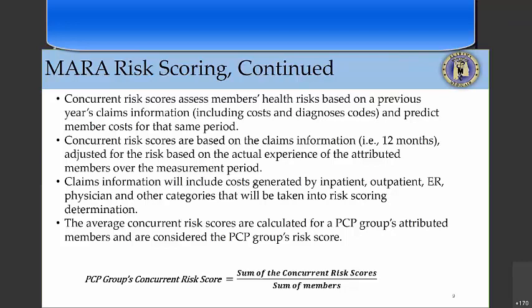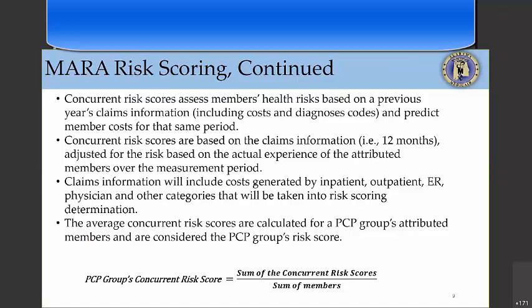Concurrent risk scores are based on the claims information adjusted for the risk of the actual experience of the attributed members over the measurement period. In other words, we look at actual claims history to determine the risk. Claims information includes a variety of costs, which include inpatient, outpatient, ER, physician, pharmacy, and other cost categories. Demographic information at the recipient level will also be taken into consideration.